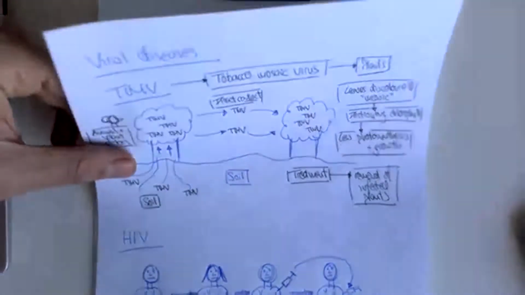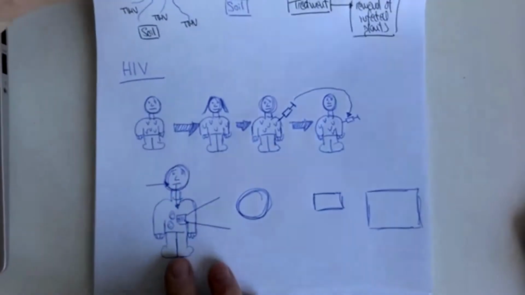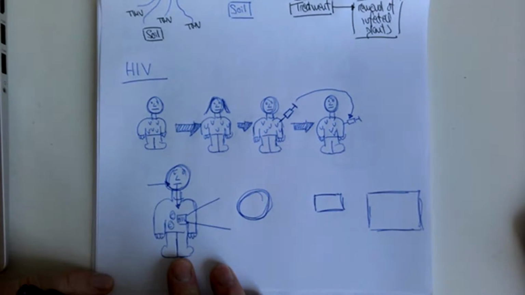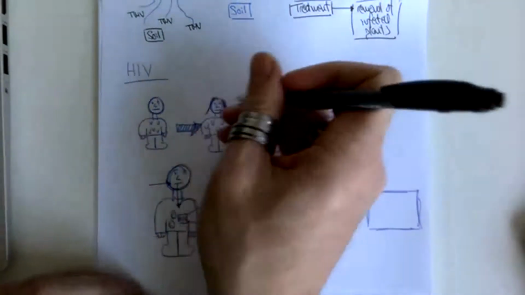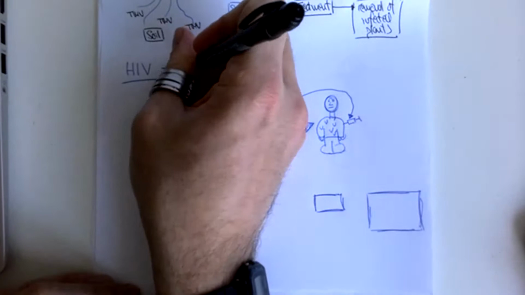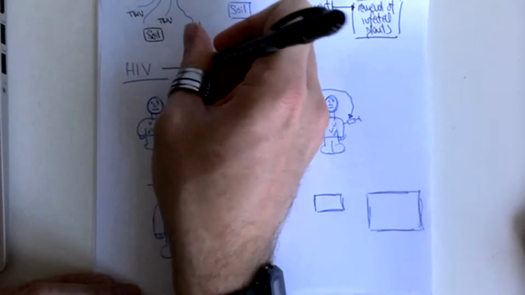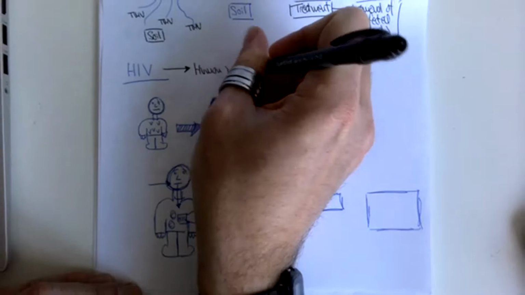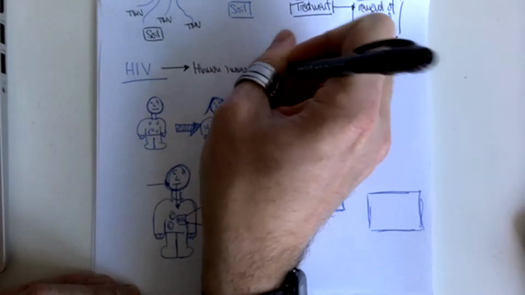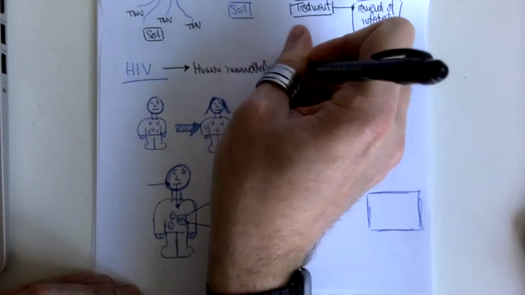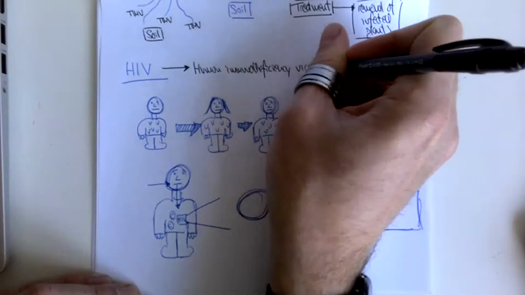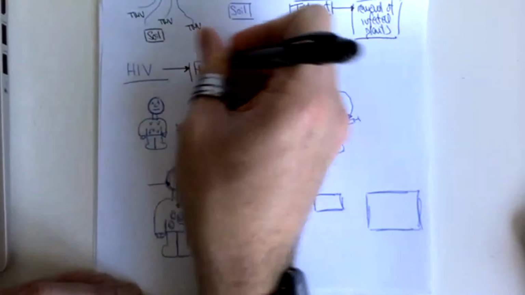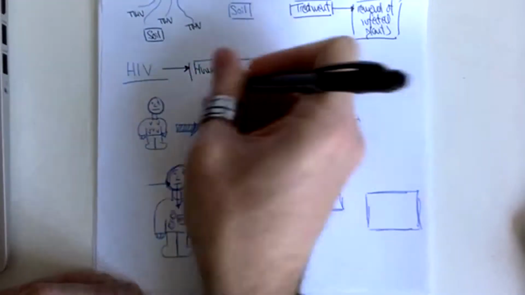Our second example is HIV. And HIV is the abbreviated name for human immunodeficiency virus. Human immunodeficiency virus.